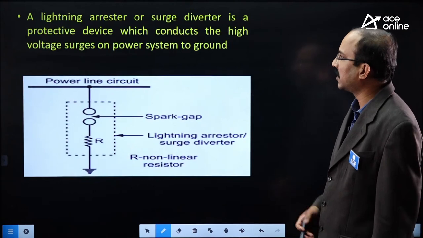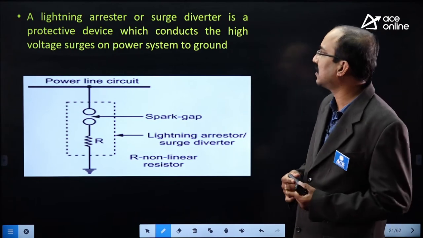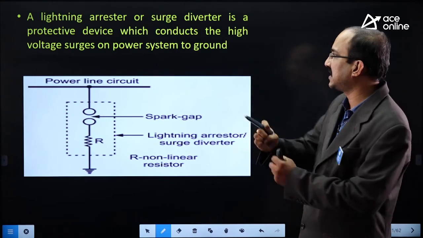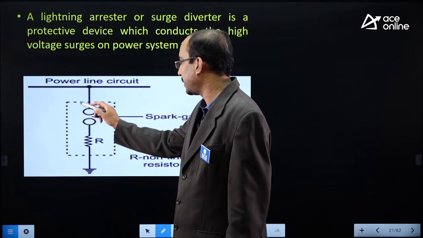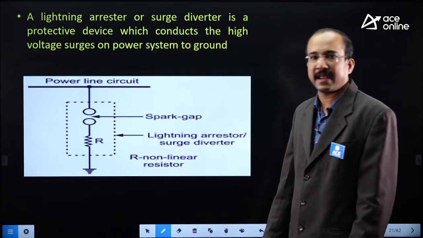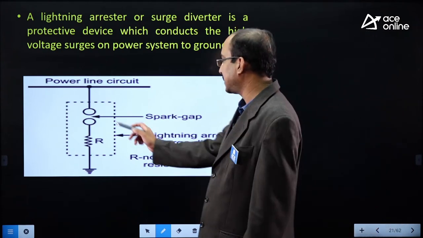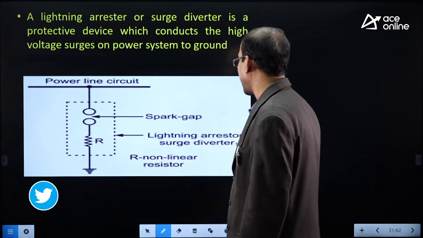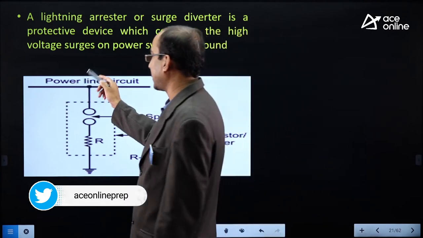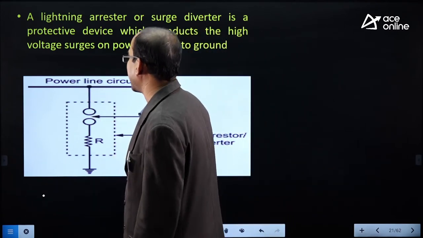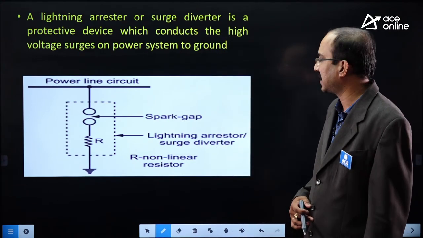Now let us look at the basic view of a lightning arrestor. A lightning arrestor or surge diverter conducts high voltage surges on the power system to ground. Whenever there is a high voltage surge on the power system, it is to be discharged to ground. That can be done by the lightning arrestor. It consists of a spark gap in series with a non-linear resistor. Whenever there is a high voltage surge, the gap conducts and the surge is discharged to ground.